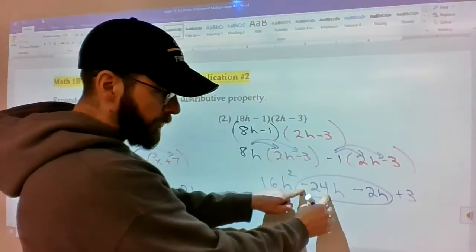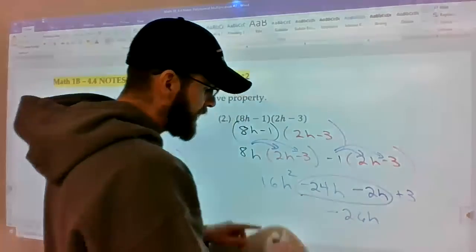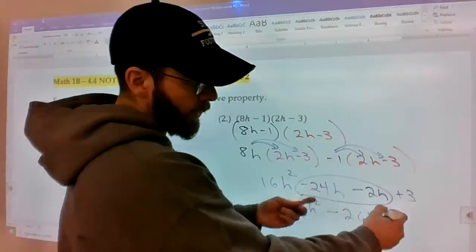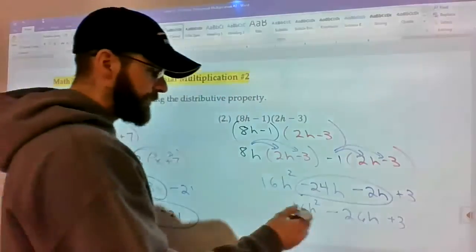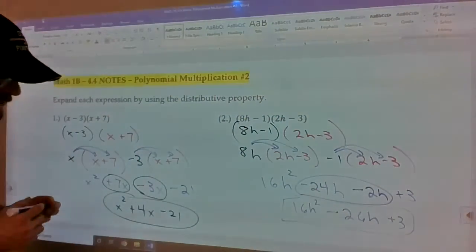So negative 24h minus 2h is negative 26h. The 16h squared drops down. It cannot combine with this, nor can it combine with the 3. So my final answer is 16h squared minus 26h plus 3.